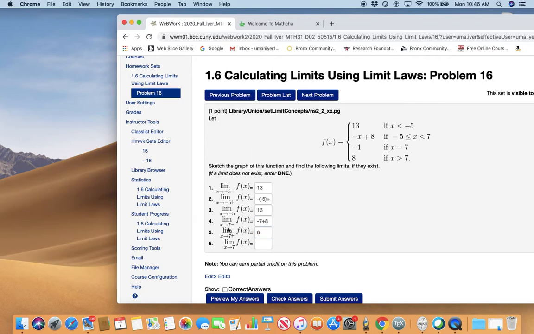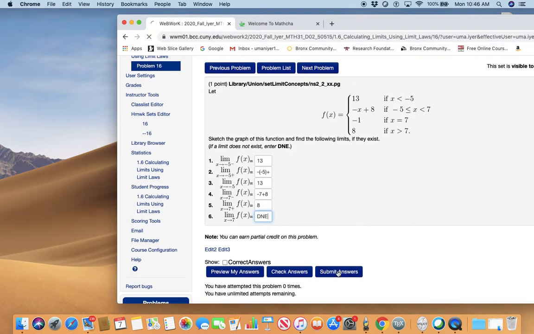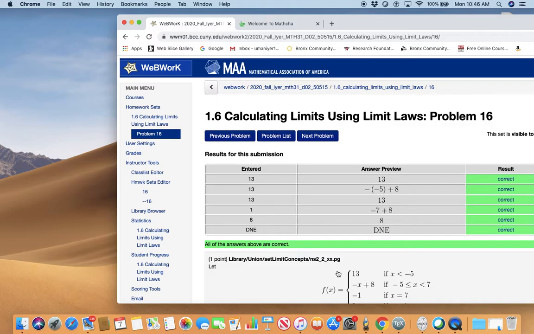From the left means x is less than 7. That's why we looked at this piece. Right means x is greater than 7. So we are looking at this piece. Now, are they equal? So that's a plus 1. This is 8. They are not equal. So the limit does not exist. Okay? Let's submit and check. We are fine. Next.